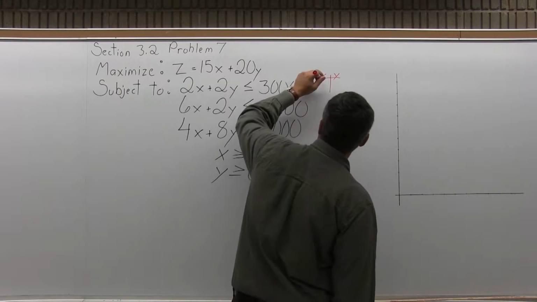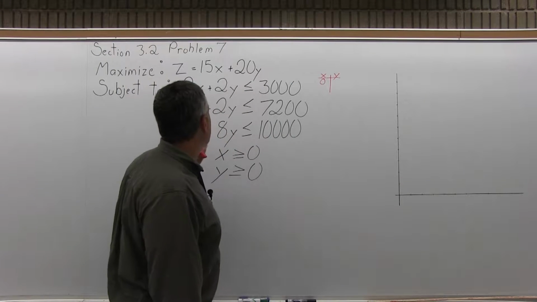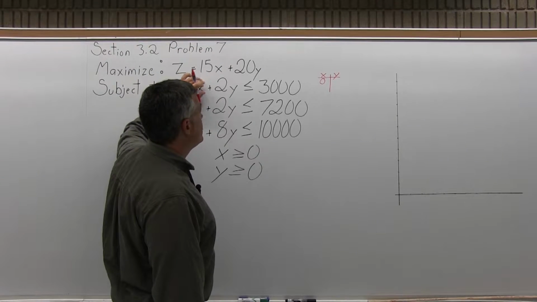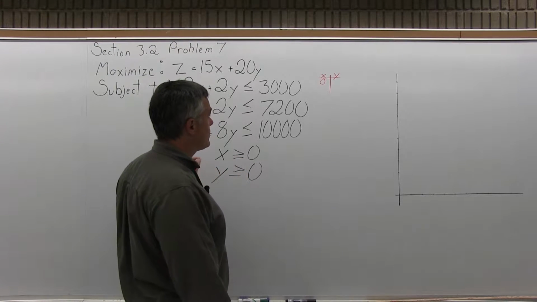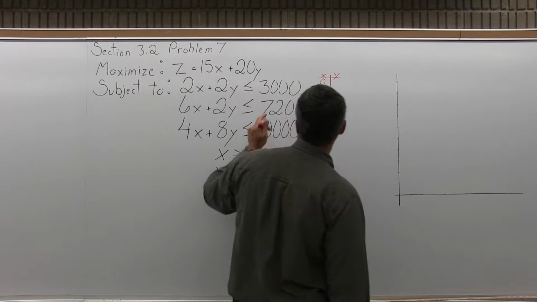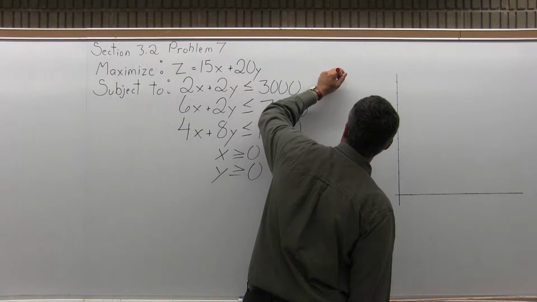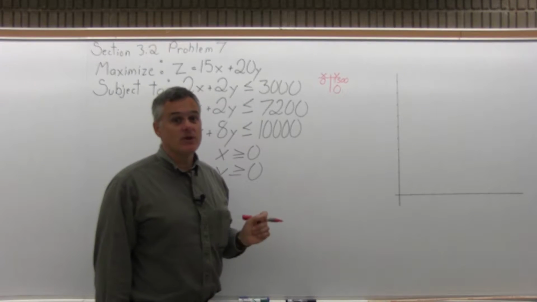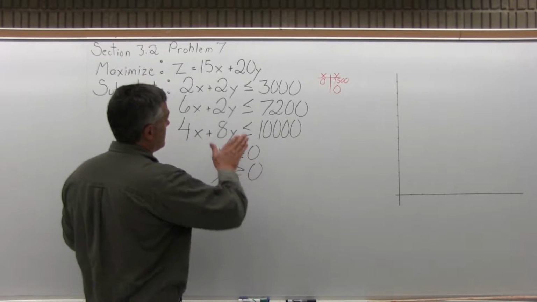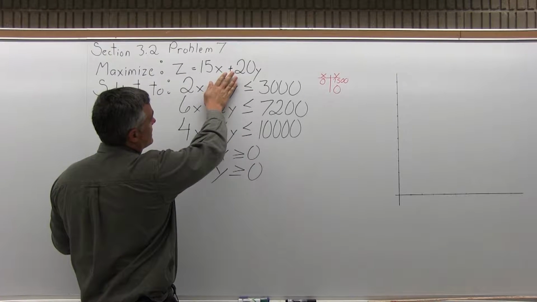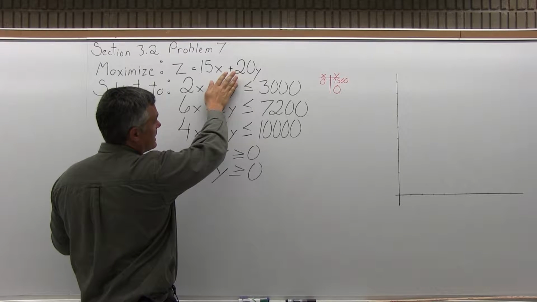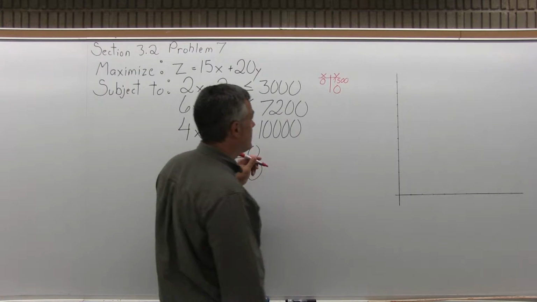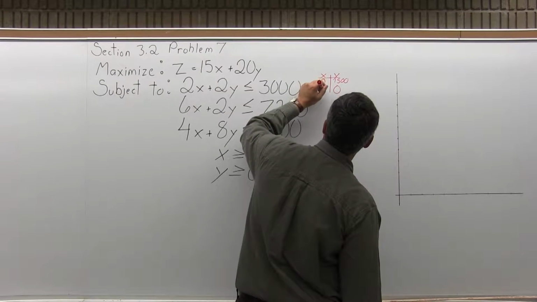So first, let me assume that the value of x is 0. If x is 0, I'm left with the equation 2y equals 3,000. So the value of y that would make 3,000 equals 3,000 is 1,500. And now to pick up a second point, I'll do the same process except 0 the y. I'm left with 2x equals 3,000. So if x is 1,500, 2 times 1,500 would make the equation true. 3,000 equals 3,000. So if x is 1,500 and y is 0, that's another point that makes it true.